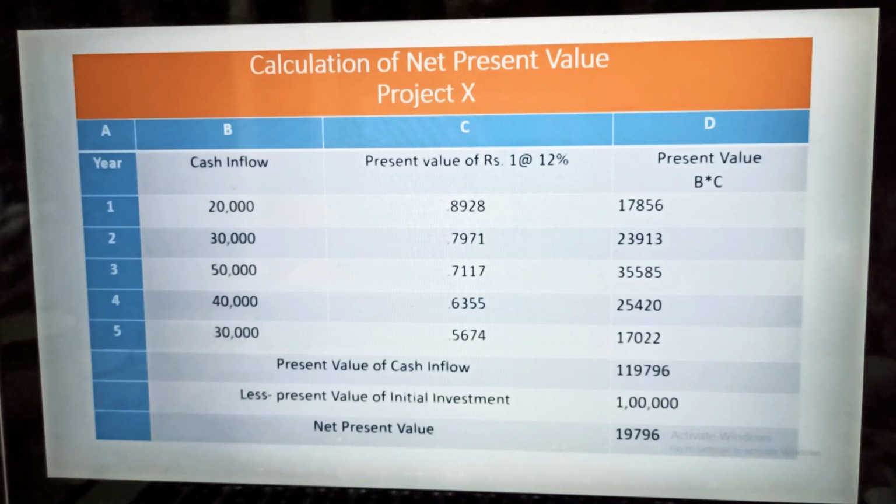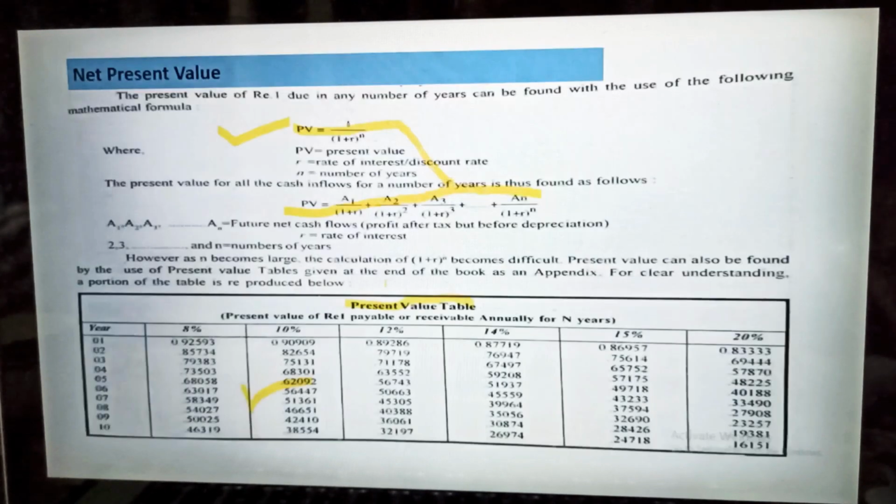Let's come to the year column. I have written 1, 2, 3, 4, 5. Then the cash inflows I have taken from the question: 20,000, 30,000, 50,000, 40,000, 30,000. Then I have taken this from the table at the rate of 12% for the first year, second year, third year and fourth year. Let's see, is it 12% here? Yes, it is 12%, it is here.